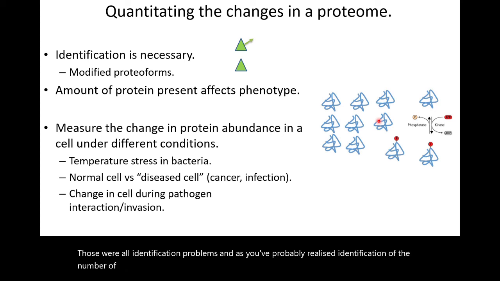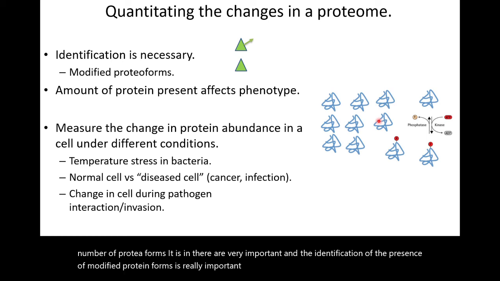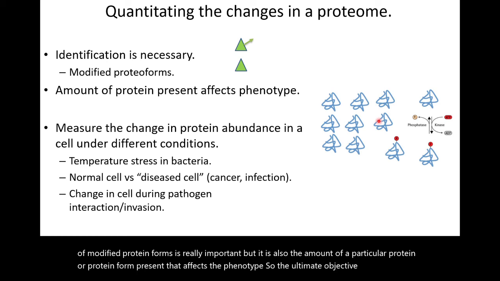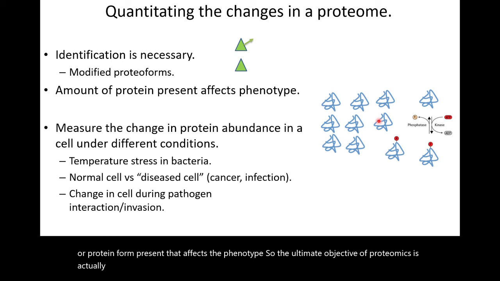Those were all identification problems, and as you've probably realized, identification of the number of proteoforms that are in there is very important, and the identification of the presence of modified proteoforms is really important. But it is also the amount of a particular protein or proteoform present that affects the phenotype. So the ultimate objective of proteomics is actually quantifying the changes in protein abundance under different conditions.